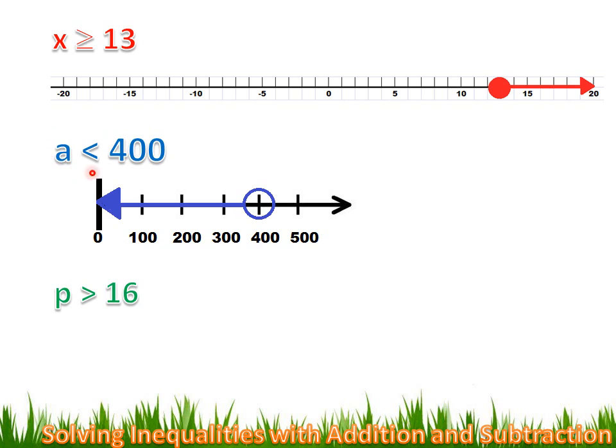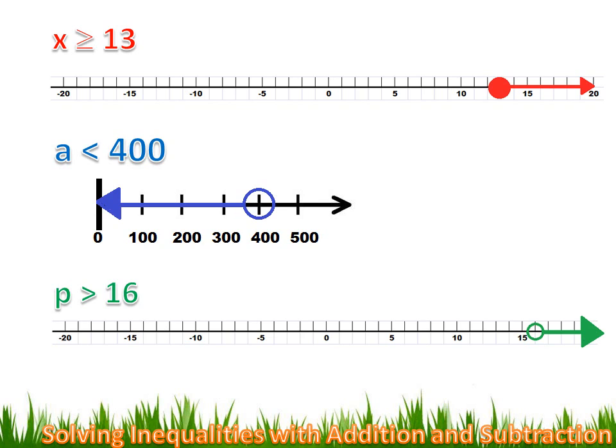But in this case, 400 is not included. A is less than 400. So we don't want to include it. We don't color it in. We put a circle around it, and then we draw the arrow in the direction towards the smaller numbers because A is less than 400. And you can see that all these things on the blue line qualify for this. I mean, 200 is on that blue line, and 200 is less than 400. But 500 is not on the blue line because 500 is not less than 400.